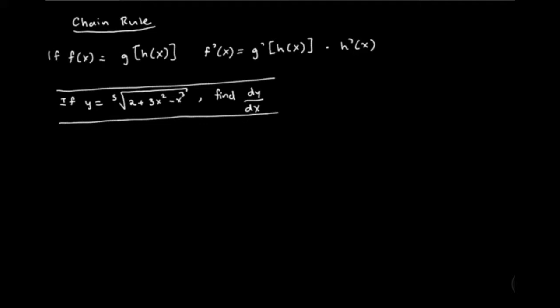Alright, now we're going to look at another rule of differentiation, and this is called the chain rule. The chain rule is really useful when we have a composite function. So a composite function is basically when we have a composition of two or more functions. That means a function within a function.